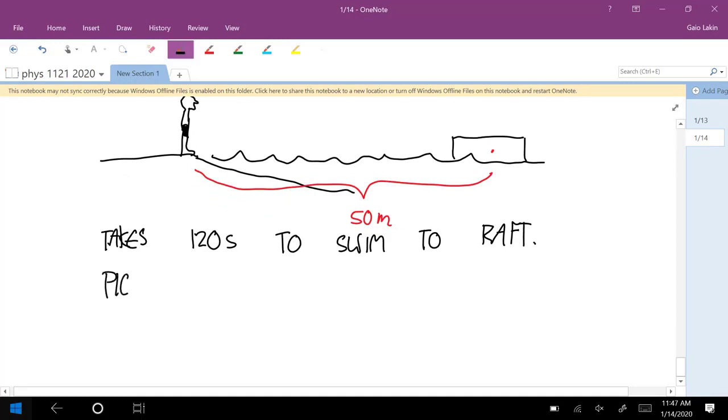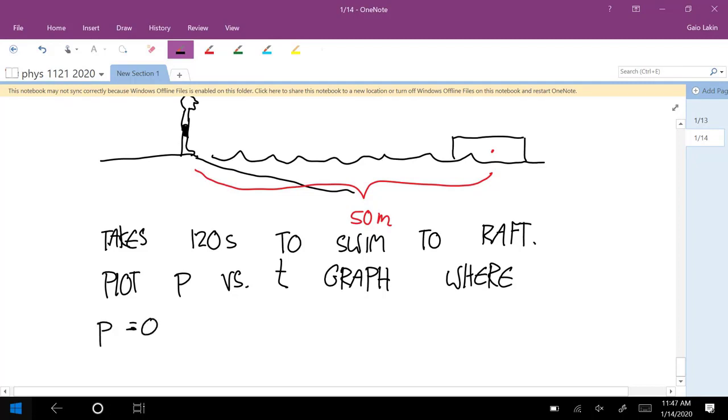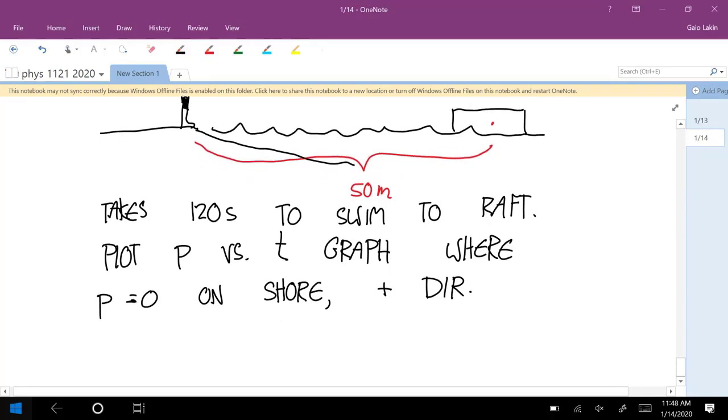Let's say that we want to plot a position versus time graph where the position equals 0 is on the shore, and the positive direction, well, let's choose sort of an unusual one for this. You can choose anything you want as long as you're consistent. Let's choose the positive direction away from the raft, so opposite the direction to the raft.